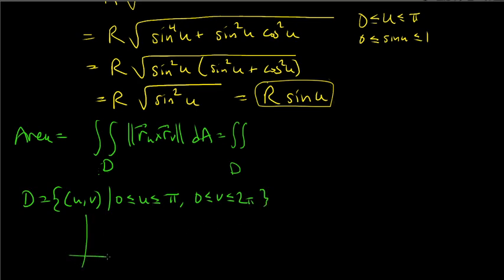Right? It's this rectangle. So I wanted to use R for rectangle. If this is pi, this is 2 pi, right? This is U, this is V. So it's just this rectangle here, the same one we talked about earlier, right?